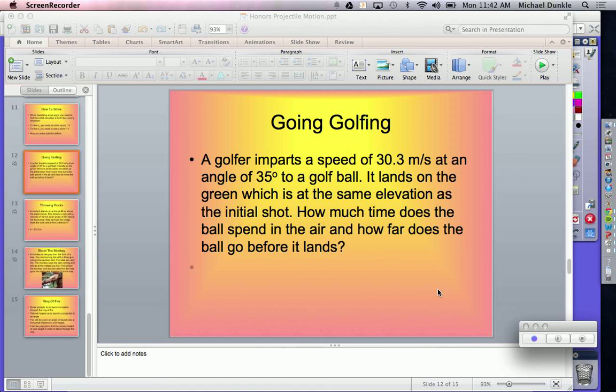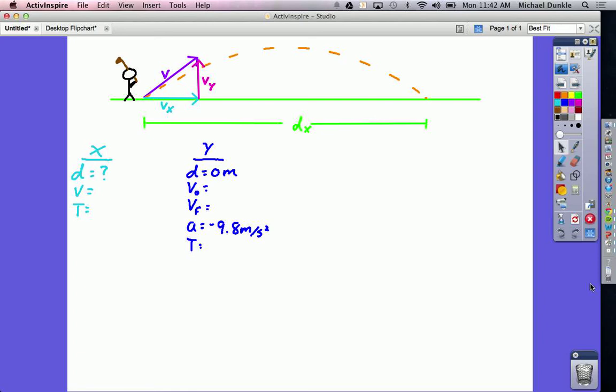Alright, we are going to be working on the going golfing problem from the notes. In this problem, a golfer imparts a speed of 30.3 meters per second at an angle of 35 degrees to a golf ball. It lands on the green, which is at the same elevation as the initial shot. We want to know how much time the ball spends in the air and how far it goes before it lands. I've already drawn the picture, so up here you'll find our golfer hitting the ball at an angle.